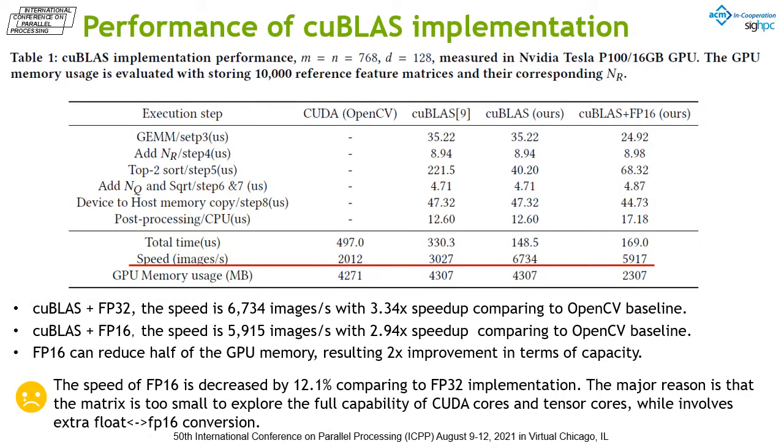In the experimental results on the Tesla V100 card, we have a 3.7 times speedup compared to the OpenCV baseline. However, if we use half precision, the GPU memory is reduced by 50%, but the speed is decreased by 12%. The major reason is that the matrix is too small to exploit the full capacity of CUDA cores or tensor cores, and it involves extra full precision to half precision conversion. And we will solve this problem later.